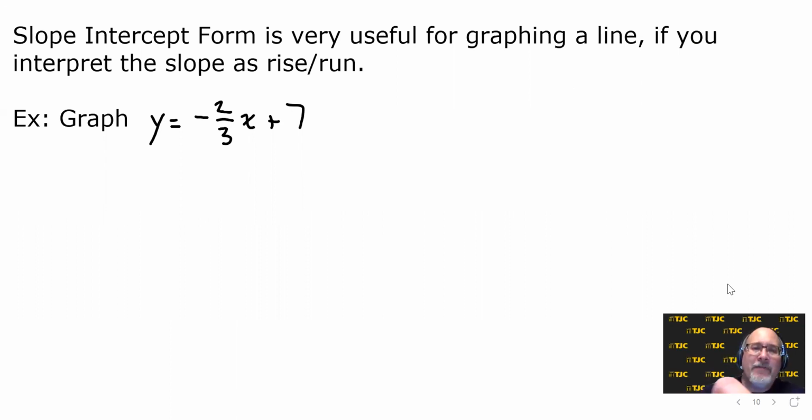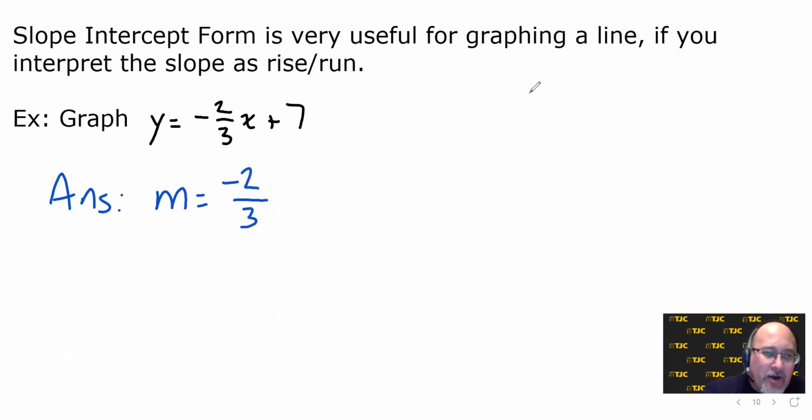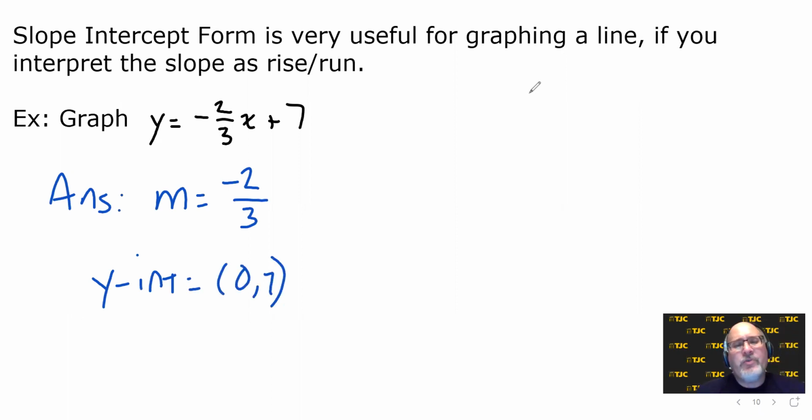Well, we can graph anything by finding dots and connecting them. But we could also take advantage of the fact that this is in slope-intercept form. And how can we take advantage of that? Well, like this. Our slope is -2/3, and I'm going to put the negative on top. And our y-intercept is 0,7. If we interpret the slope as a ratio of rise over run, we can say the rise is -2 and the run is 3.